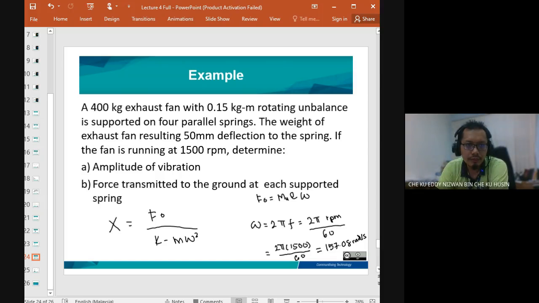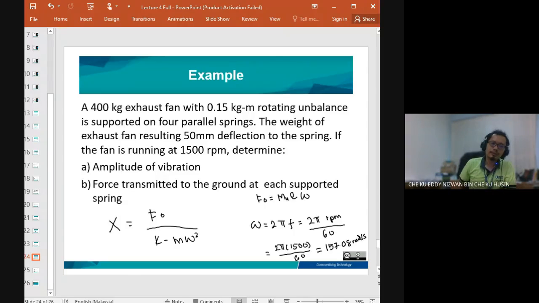Okay, so look at this example. A 400 kg exhaust fan with a 0.15 kg·m rotating unbalance is supported on 4 parallel springs. The weight of the exhaust fan results in a 50 mm deflection of the spring. If the fan is running at 1500 rpm, determine the amplitude of vibration and the force transmitted to the ground at each supported spring.